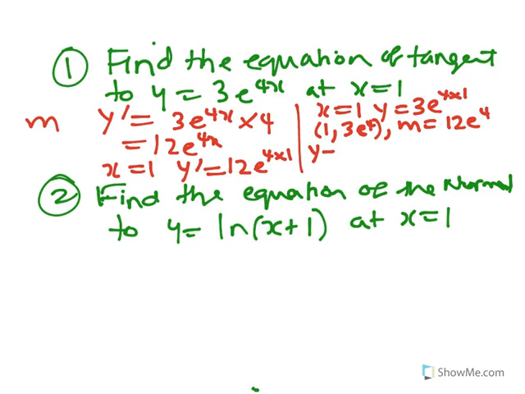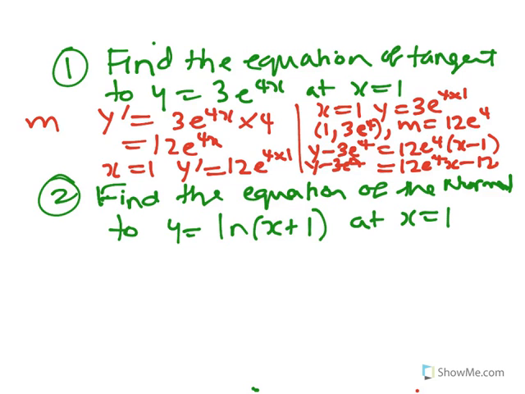Just go y minus y1, so y minus 3e to the 4 equals 12e to the 4, x minus 1. Y minus 3e to the 4 equals 12e to the 4 x minus 12e to the 4. Okay, now 3e to the 4 and 12e to the 4, when you cancel those out, you'll end up with minus 9e to the 4.